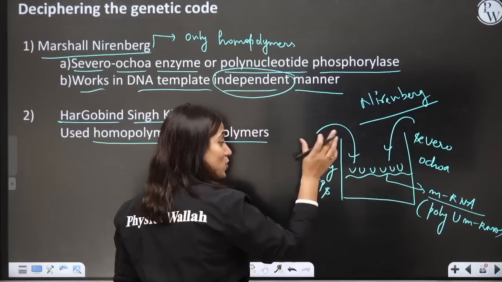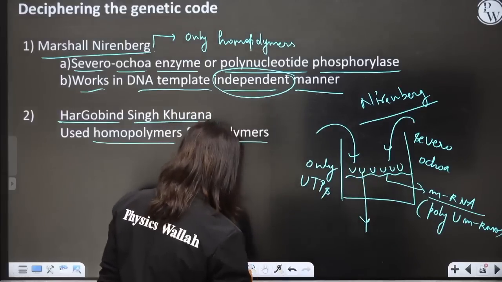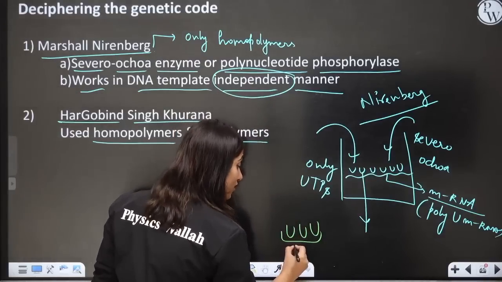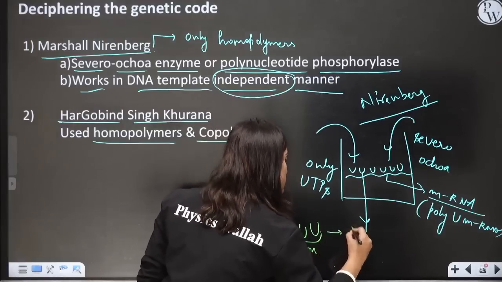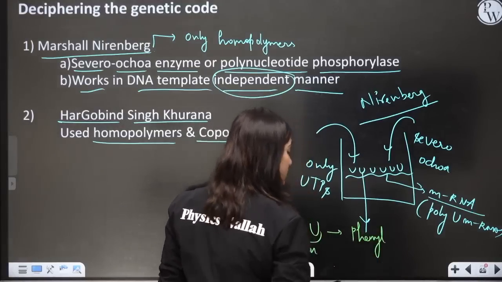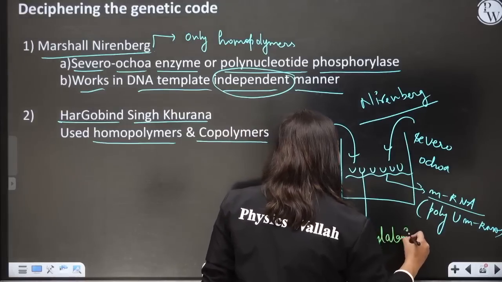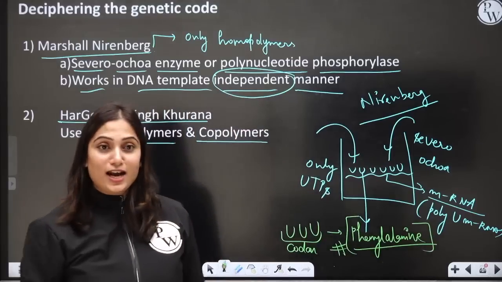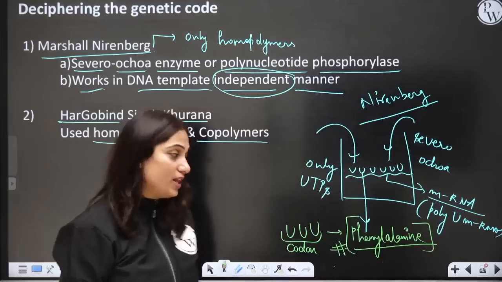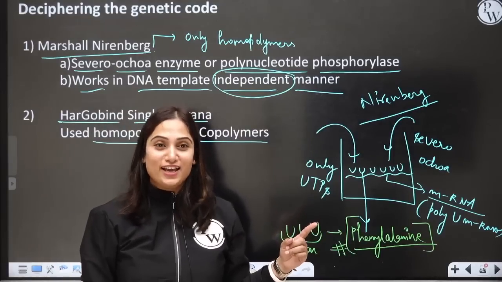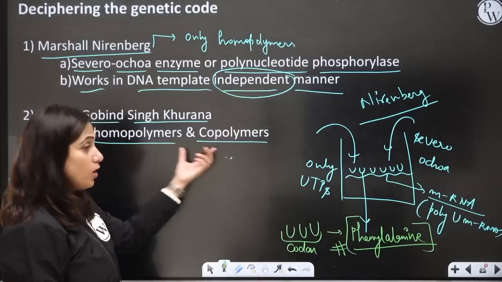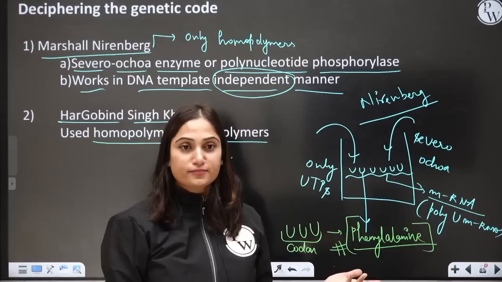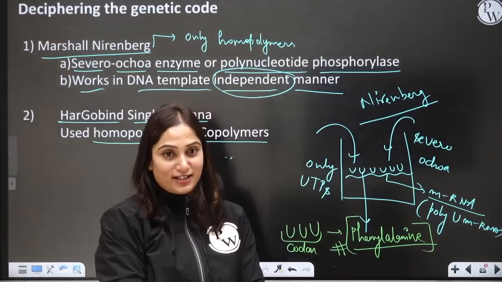And when translation was done on this mRNA, it was found that UUU is the codon which codes for the amino acid phenylalanine. That means we have cracked the first word of this language, UUU, and the meaning of this word is phenylalanine. And likewise, using copolymers and homopolymers, Hargobind Singh Khurana extended the work, and all the 64 codons were cracked. Hence, the genetic code was cracked.